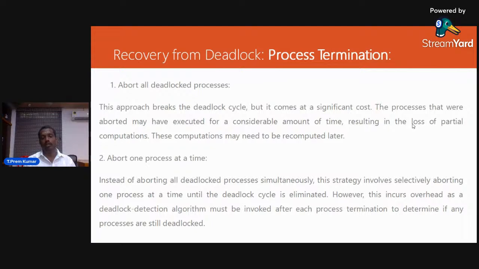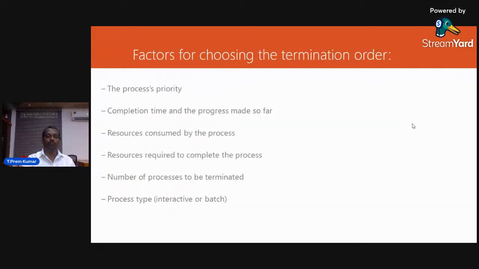Abort one process at a time. So you can also go for aborting all the processes or at least one process at a time. Instead of aborting all the deadlocked processes simultaneously, this strategy involves selectively aborting one process at a time until the deadlock cycle is eliminated. However, this incurs overhead, as a deadlock detection algorithm must be invoked after each process termination to determine if any processes are still deadlocked.